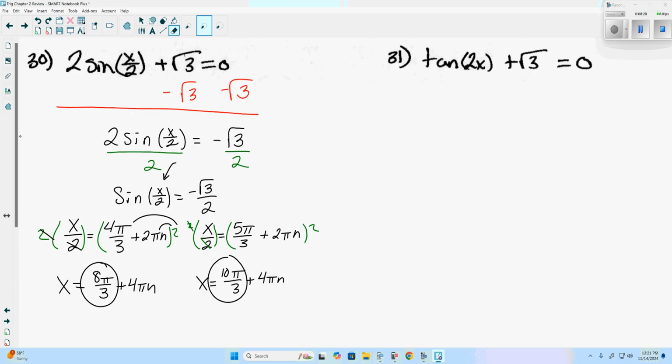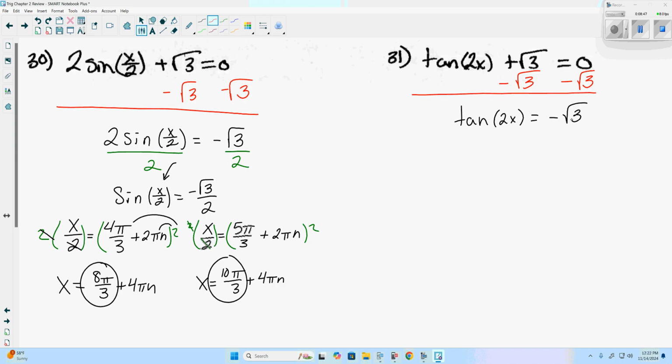Let's look at the next one. Tangent of 2x plus the square root of 3. Now again, since we only have one trig function, we just need to get the tangent by itself. So we can subtract square root of 3 from both sides, telling us tangent of 2x is equal to negative square root of 3.